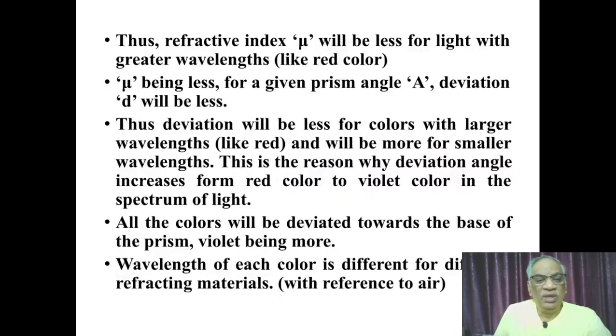Thus, refractive index mu will be less for light with a greater wavelength, like red color. Mu being less for a given prism angle A, deviation D will be less. Thus, deviation will be less for colors with the larger wavelengths like red, and will be more for smaller wavelengths. That's why the violet color light is seen close to the base of the prism, being refracted to a greater angle than that of the red color. Wavelength of each color is different for different refractive materials with reference to A.